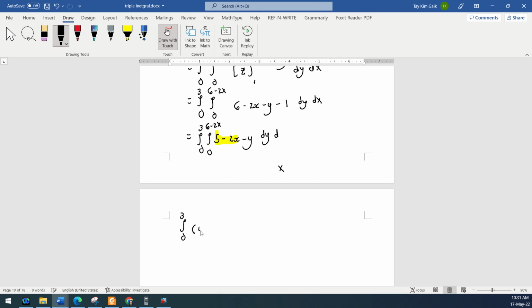You have the constant, which is 5 minus 2x multiplied by y. Integrate y, you have y squared over 2. Okay, put up the limit, which is 0 to 6 minus 2x.